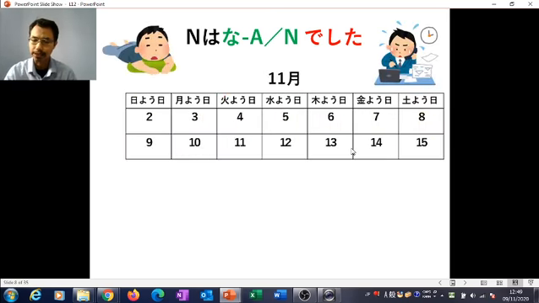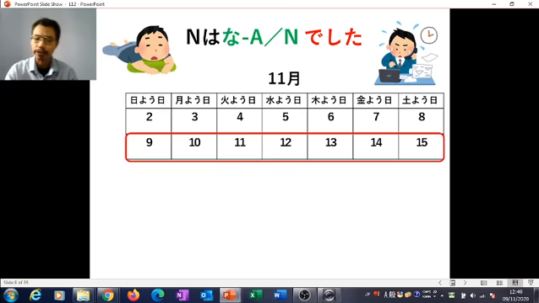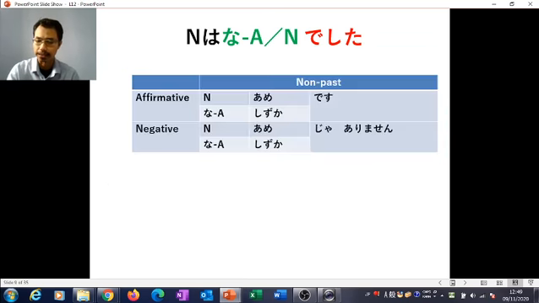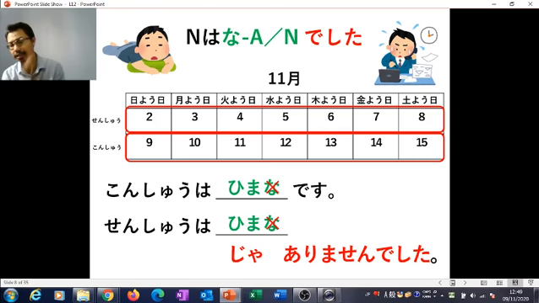Same case for na adjective. If you want to say you have a lot of free time, konshu wa hima desu. Then you want to say last week you did not have so much free time. Senshu wa hima ja arimasen deshita. So this is about how to change the na adjective into negative past tense form.